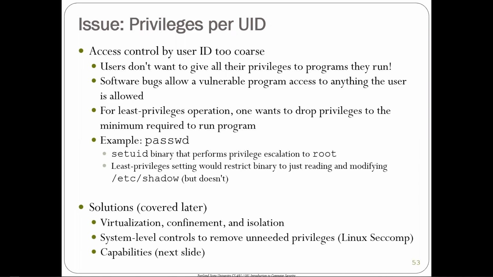We'll cover some of these later. One way is to use virtualization, confinement, and isolation to try and keep the detonation point from going beyond a certain area. That's what these things do. Another thing to do is to try and remove certain system calls from the passwd binary. Like, does the passwd binary need to invoke a fork or an exec? That could be something that you could control. The next thing which got implemented in Linux is capabilities.